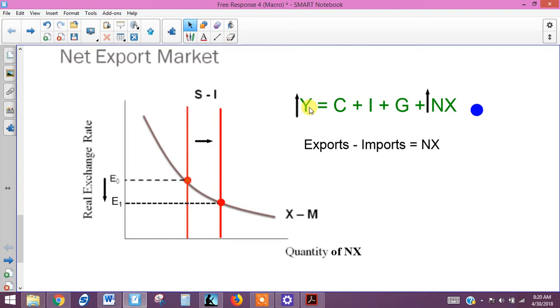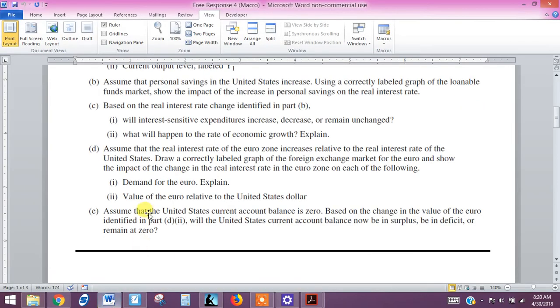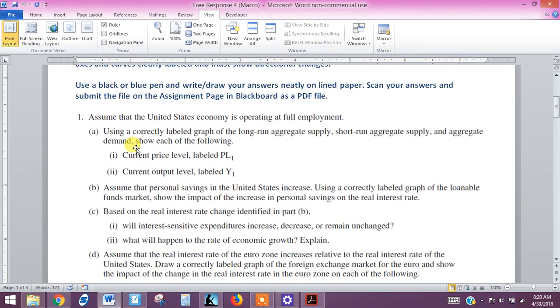And the question is actually asking about our account balance as well. The account balance is really based on our exports and our imports. So if our exports go up, and we started at zero, it means we're now in a surplus. So the answer would be that our current account balance will be in surplus. That's how you answer E. But I just wanted to show you more about why that is. Okay? And that takes care of question 1.